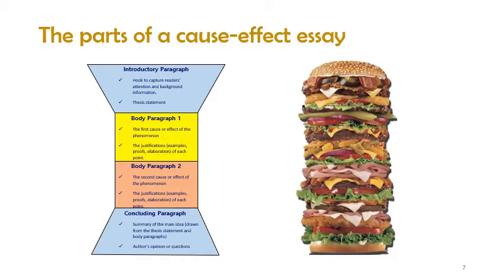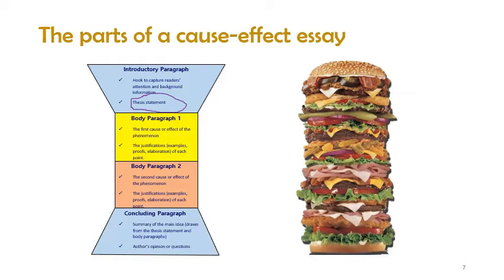So in a cause and effect essay, first in the introductory paragraph, you're going to need a hook. What is a hook? It's something to capture readers' attention. What makes readers want to read your essay? And it also provides the background information of your topic. And of course, every essay must have a thesis statement. I hope that you still remember what a thesis statement is, but we are going to discuss it again later.